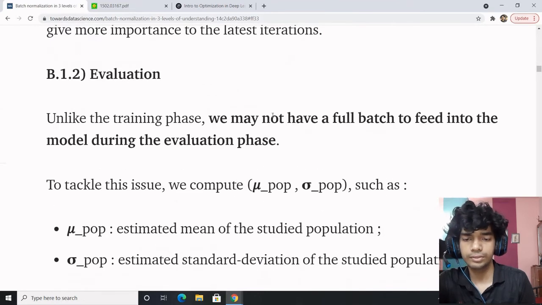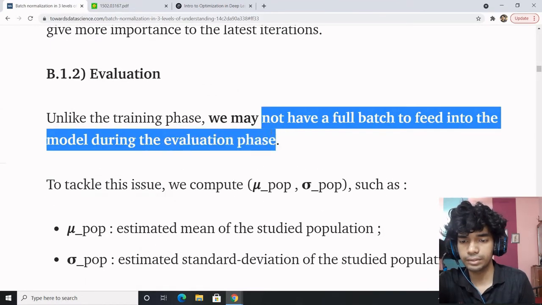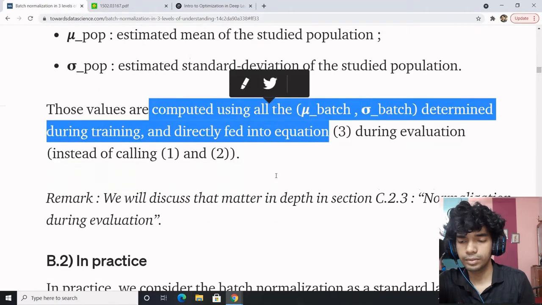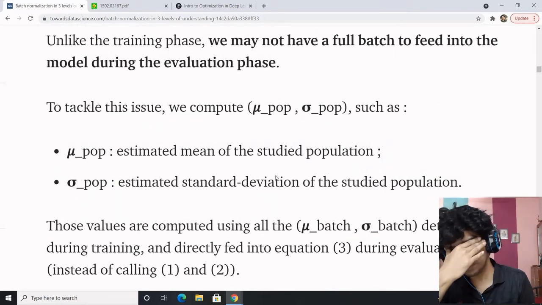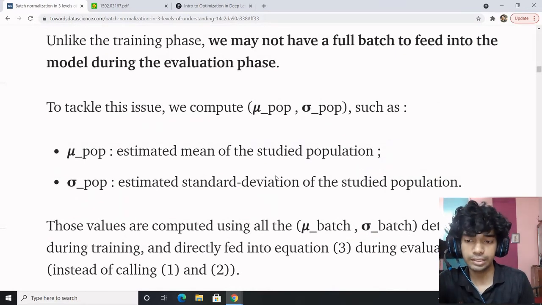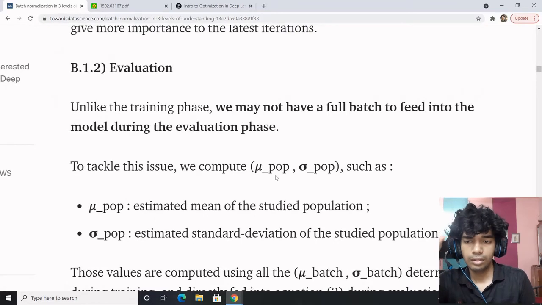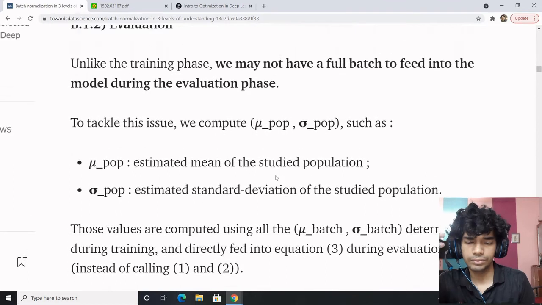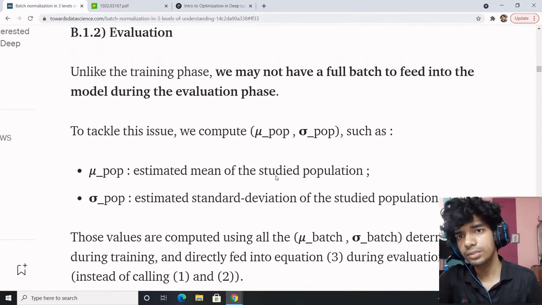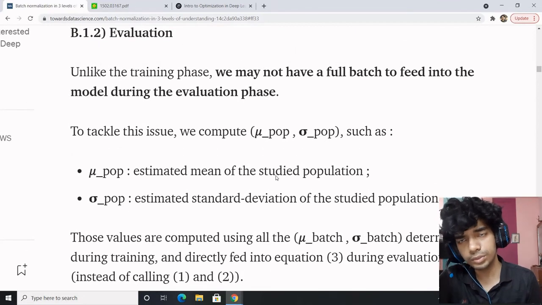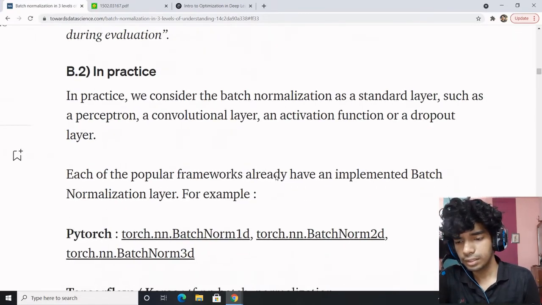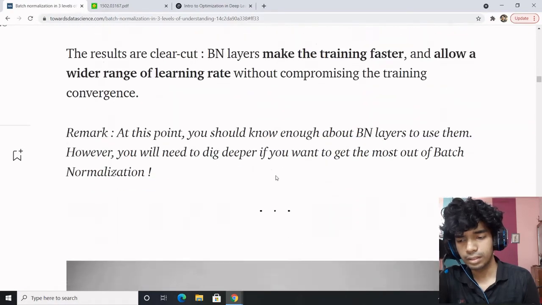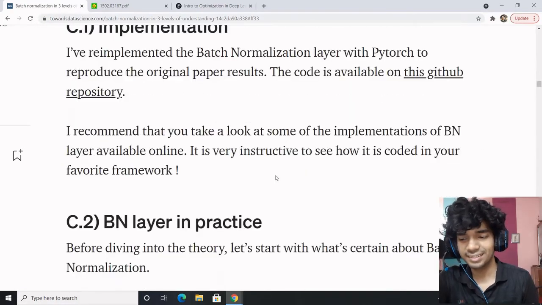Evaluation. Unlike the training phase, you may not have a full batch to feed into the model during the evaluation phase. So in the evaluation phase, the values which were obtained during the training phase are used. So is the case when you are using the transfer learning method. In practice it is something you must have done. Experimentation we won't be doing, right?